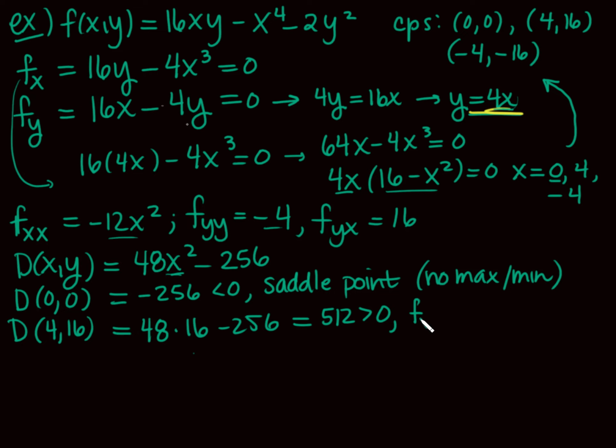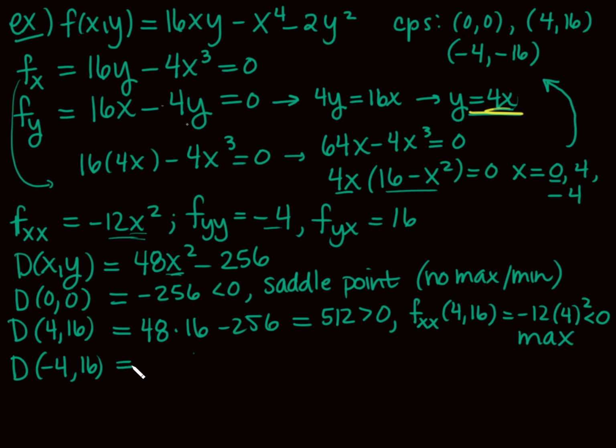So I evaluate f sub xx then at (4, 16). Now look at what f sub xx is. It's negative 12x squared. So I would have negative 12 times 4 squared. I don't know what that is, but I know that's less than 0 because 4 squared is going to be positive. So we have a max.